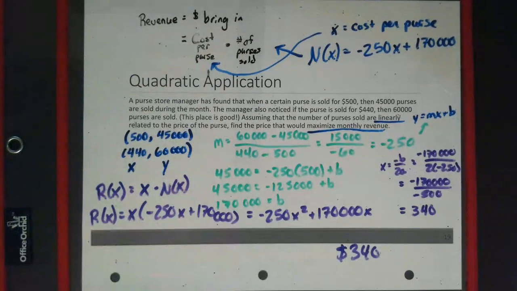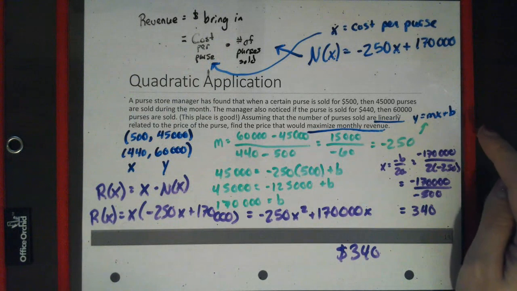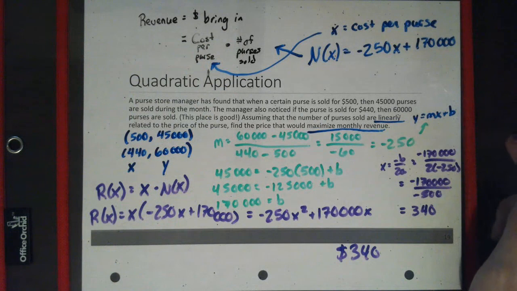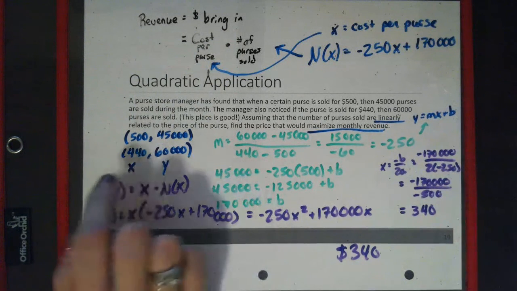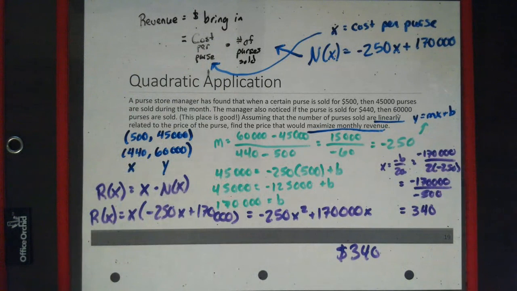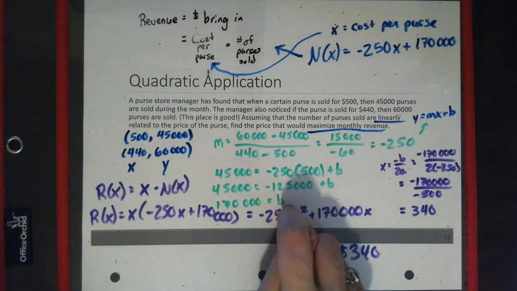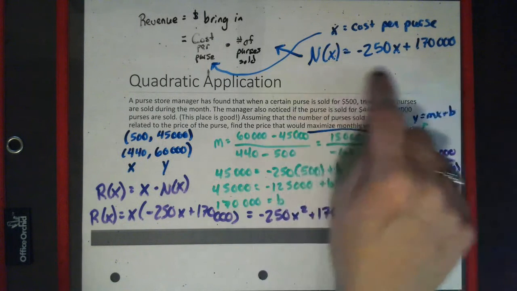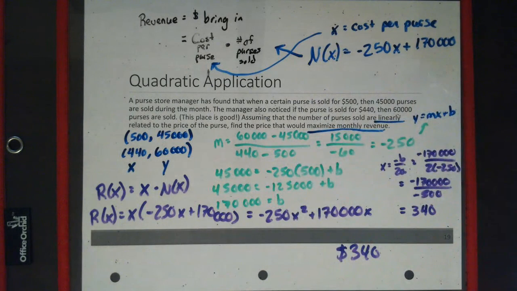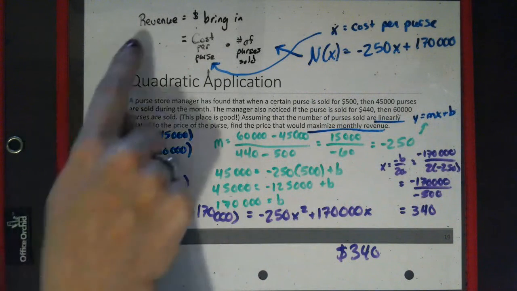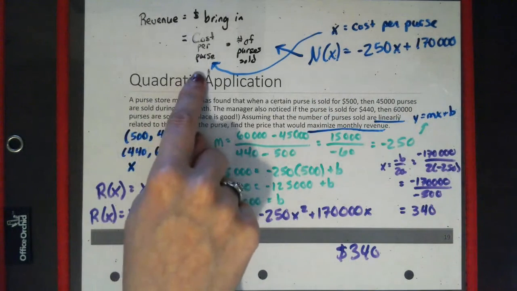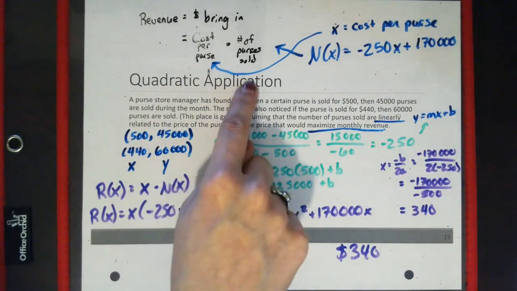Now we need to figure out how many purses are sold. They told us that the number of purses sold is linearly related to the price that they're sold at. That's where this y equals mx plus b came into play. So we were able to create a linear equation from those 2 points. First we find a slope, then we find our b value. Once we have our slope and our b value, we created a function that represented how many purses were going to be sold. But remember, revenue is the cost per purse times the number of purses sold.